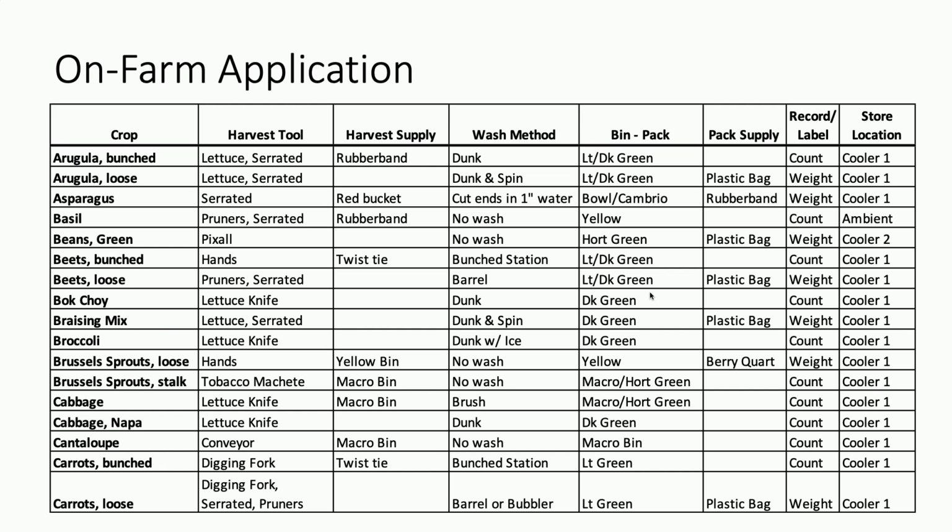And again, I work with a lot of people who are new and students who need a lot of training. So I realized I could direct them to the manual and they could rifle through it to that specific crop and find that information, but I needed to make it a little bit more accessible. So I distilled a quick chart, a summary of all that information into one chart. So every crop, how we harvest it, what tools we're using, what supplies we need, how we're washing it, what bin we're packing it into, what pack supply we need, how we're recording it, and where we're storing it. So everything in one chart.